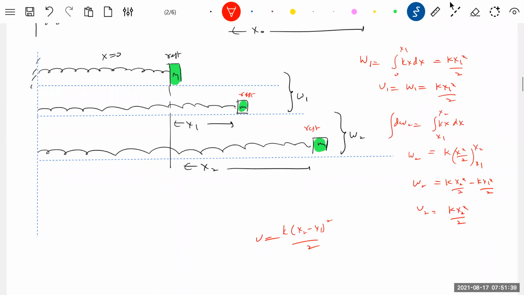What is the energy stored in the spring? U2. What is the energy stored in the spring here? U1. So it's very simple. Earlier, what is energy in the spring now? U1. To further elongate to x2, how much work should I do? The difference of these two. What is x2? x2 is not this one. x2 is the total elongation. x1 is initial elongation. Same thing for compression also. What we discussed for elongation, same thing for compression.